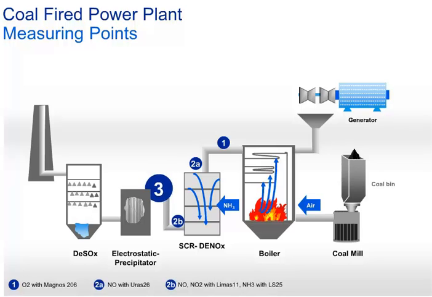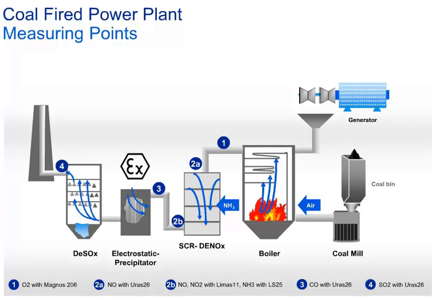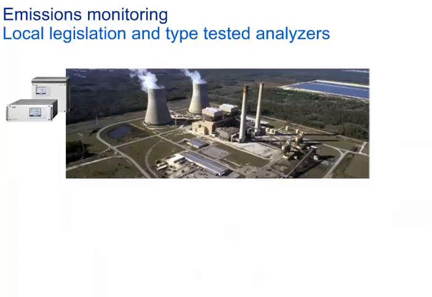Electrostatic precipitator. The typical measuring component in this part of the process is carbon monoxide. Since CO is a flammable gas, this measurement represents a safety measurement to avoid explosions. The suitable analyzer is the URAS 26 photometer. Efficiency of the DSOx process, desulfurization. The efficiency of the flue gas desulfurization is monitored by measurement of SO2 with URAS 26.